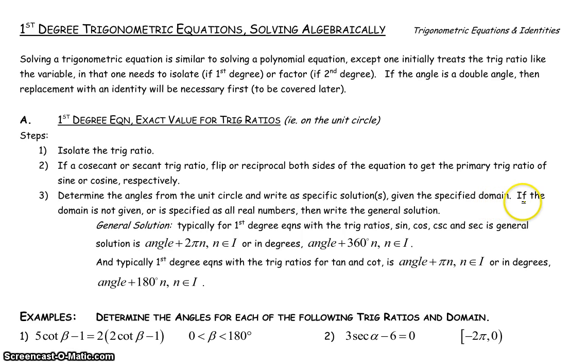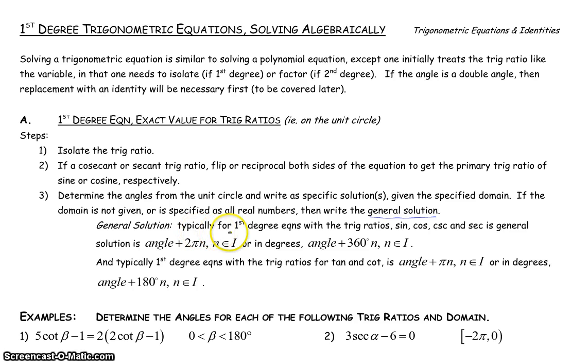Okay, so that usually goes along with the question. If the domain is not given or it's specified as all real numbers, then you write something called the general solution. Okay, so we're going to define that here, and we're going to practice that a little bit too on this first set of examples. General solution really is a way, and we touched on this a bit when we were doing tan graphs and we were describing the asymptotes. It's a way to describe all answers, essentially, for all real numbers.